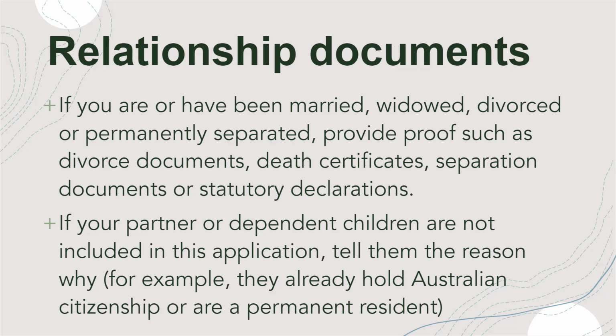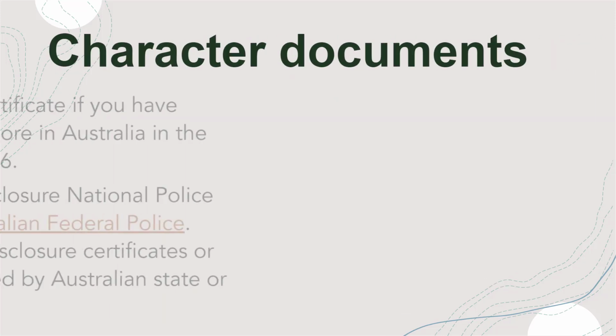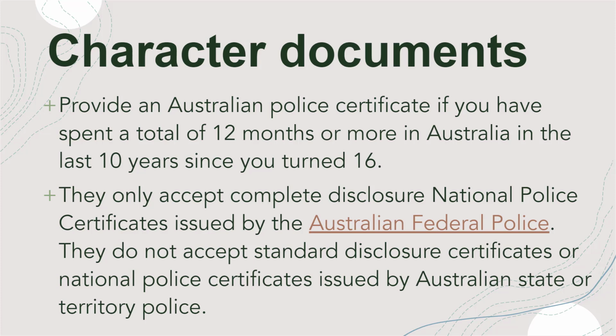If your partner or dependent children are not included in this application, tell us the reason why. For example, they already hold Australian citizenship or are a permanent resident. Provide an Australian police certificate if you have spent a total of 12 months or more in Australia in the last 10 years since you turned 16. They only accept complete disclosure national police certificates issued by the Australian Federal Police.